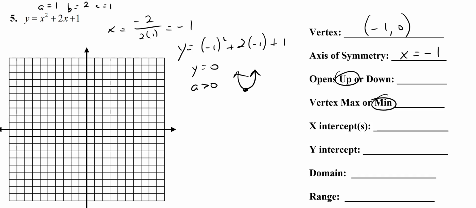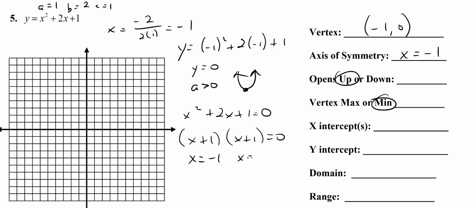Okay, x-intercept, set y equals 0. So x squared plus 2x plus 1 equals 0. Now again, use the x method. If you did that, you would get this. Basically (x plus 1)(x plus 1). So x equals negative 1 and negative 1. So really, you don't say it twice, but x equals negative 1. I don't really care about this other one because it's just repeating itself. So my x-intercept is (negative 1, 0).